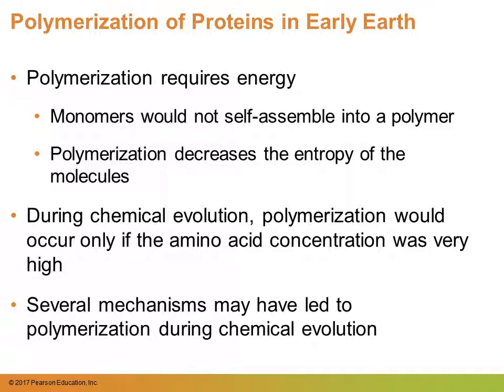Okay, so monomers can't just self-assemble, it requires energy. And keep in mind, when you're building something, it's sort of the opposite of entropy. And you guys remember what entropy is. It's disorder. So small molecules represent disorder and large molecules represent order. And it takes a lot of energy to build a large molecule. So it says here, during the chemical evolution, polymerization would only occur if the amino acid concentration was very high. So they had to be present for actually the reactions to occur, and that makes sense.